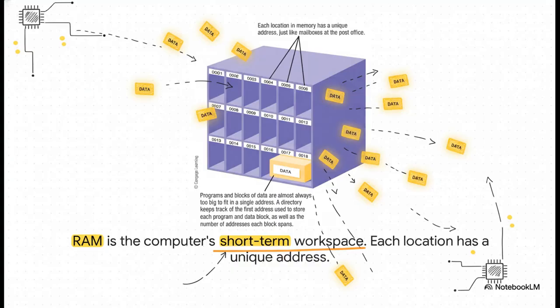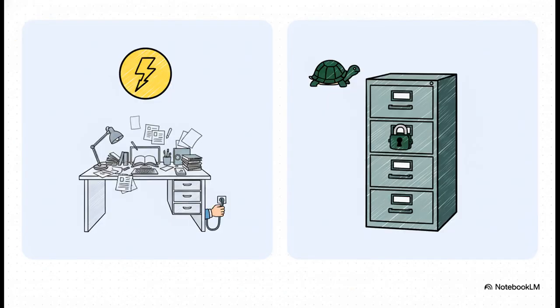This workspace has a name, RAM, which stands for Random Access Memory. And a really great way to picture it is to imagine a gigantic wall of mailboxes. Every single mailbox has its own unique address, and it holds a little piece of data that the CPU needs right now. And because the CPU knows every address, it can instantly go to any mailbox and grab whatever information it needs whenever it needs it.